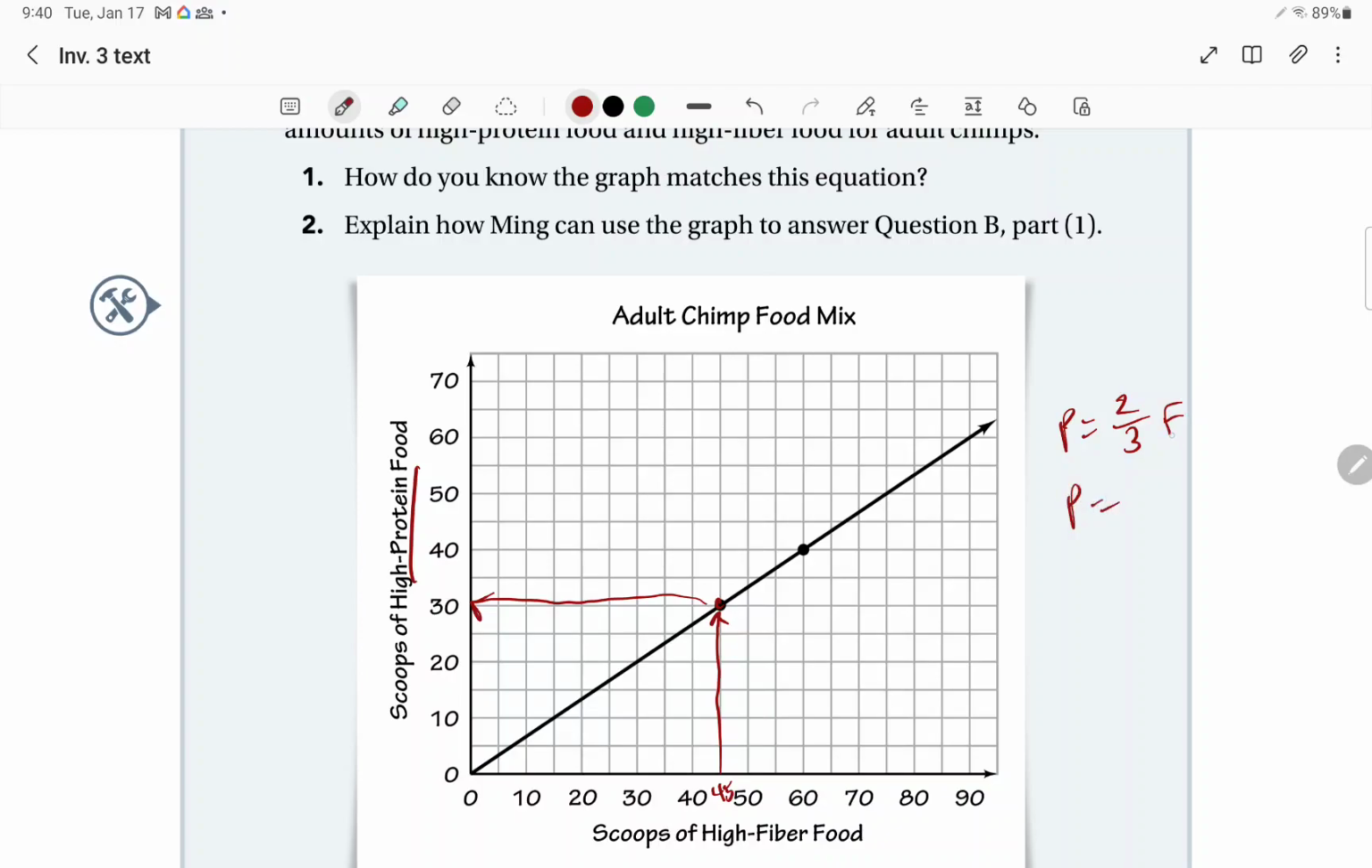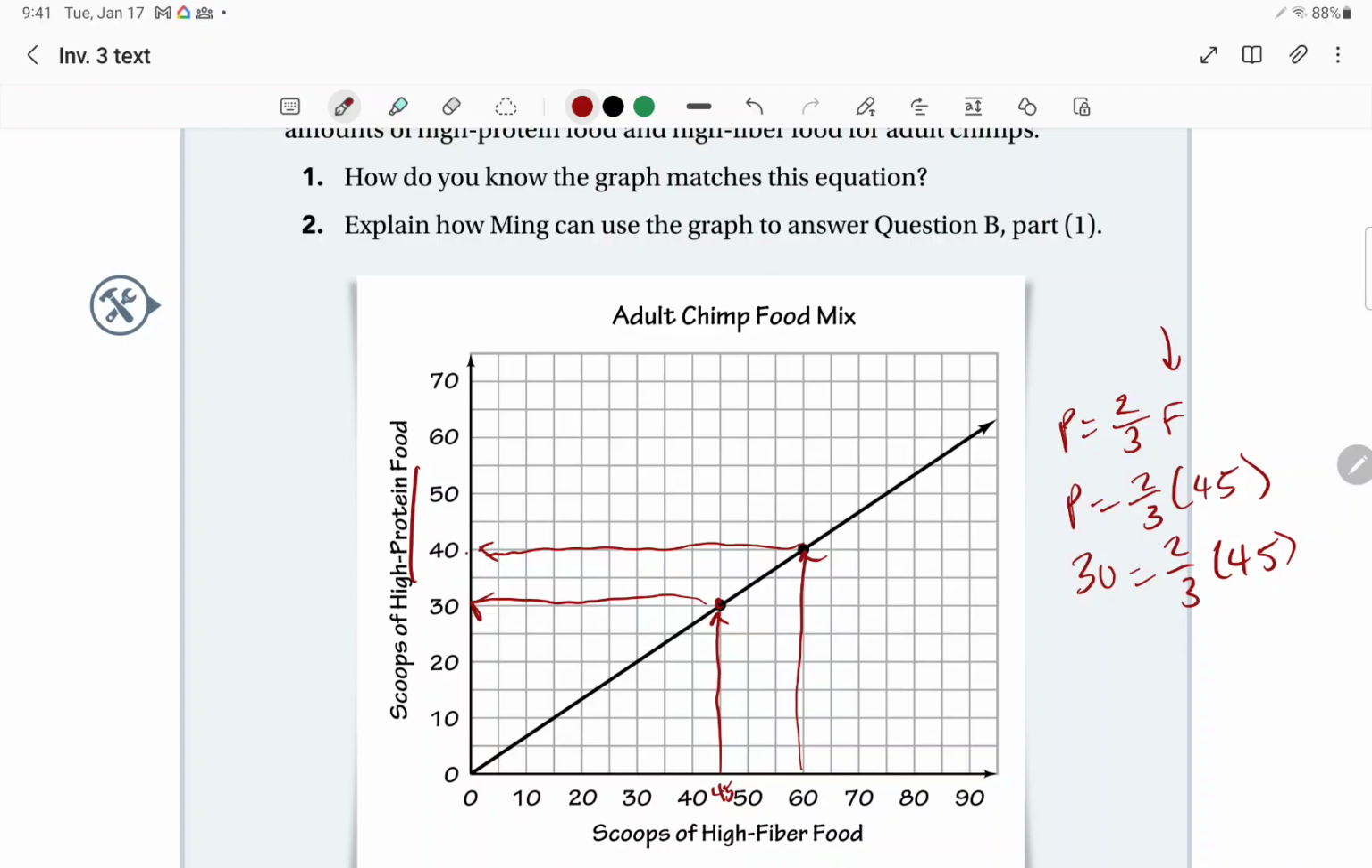So if we know that the high fiber is at 45, then 2/3 of 45 should be 30, because that's what our graph shows, and in fact it is. So if you take 2/3 of 45, it matches. You can also plug 60 in there. So it'd be 60 times 2/3, that gives you 40, which then matches up. So that is number 1. That's how we can show that it actually fits this equation.